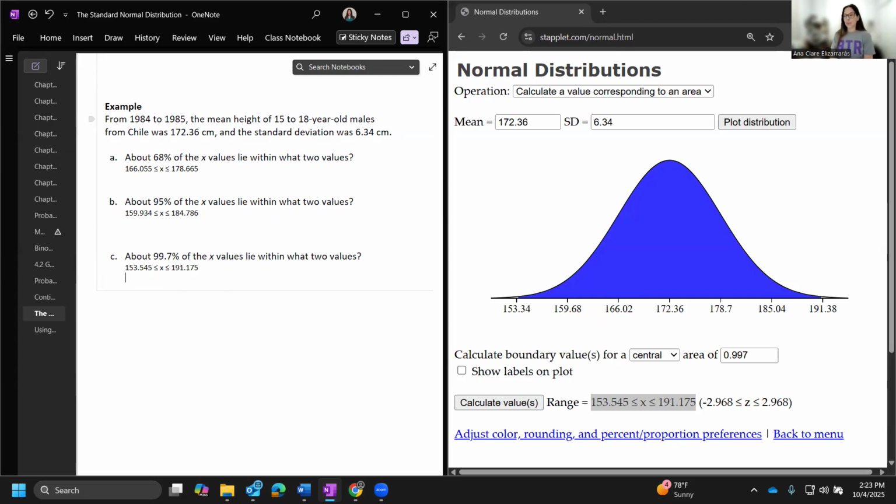So I really think this is a great application, but it is also critical that you know what this is representing when you're doing this. So essentially, 68% fall within 166.055 centimeters and 178.665 centimeters for mean heights of 15 to 18-year-olds in Chile.